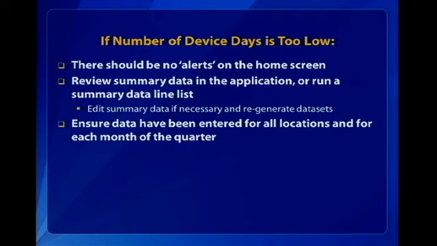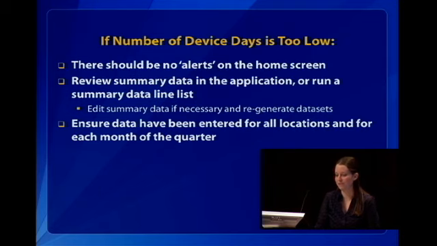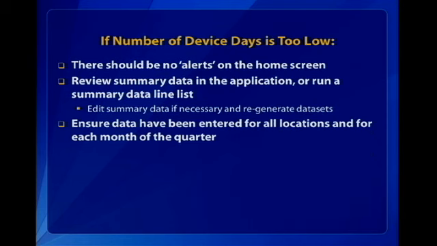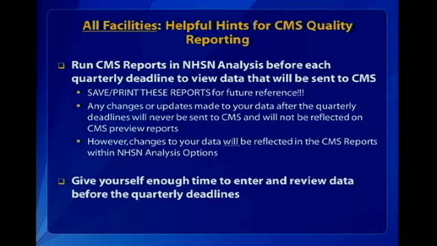If the number of device days is too low, again, make sure there are no alerts on your home screen. Review the summary data you've entered into the application directly from that left navigation bar, or run a summary data line list in the analysis options. If you notice any problems in your summary data, you can edit the data and regenerate data sets. That will then update the rates in the analysis reports. And you want to ensure that data have been entered for all locations and for each month of the quarter.